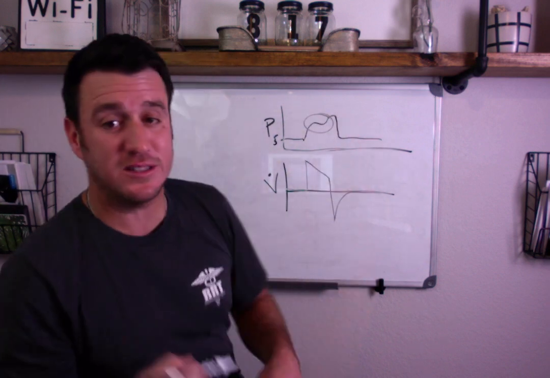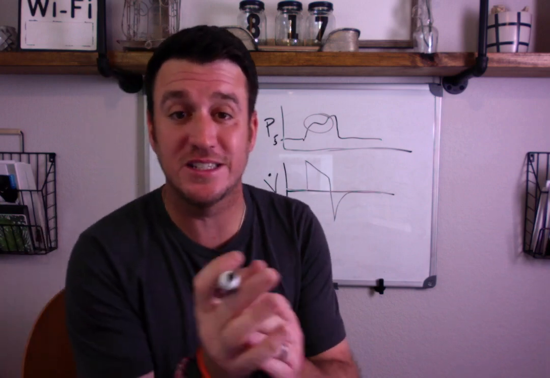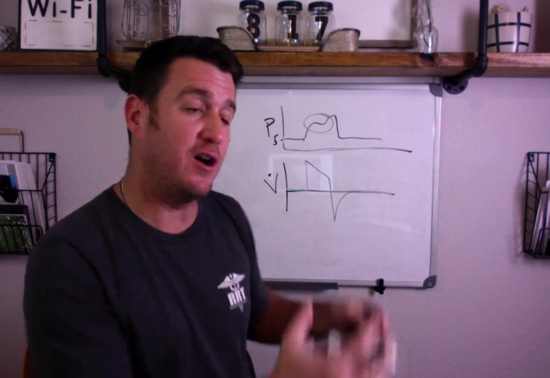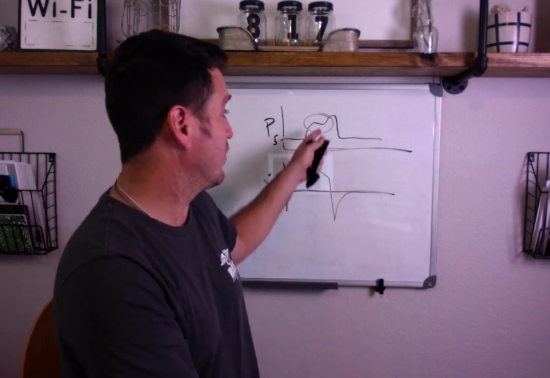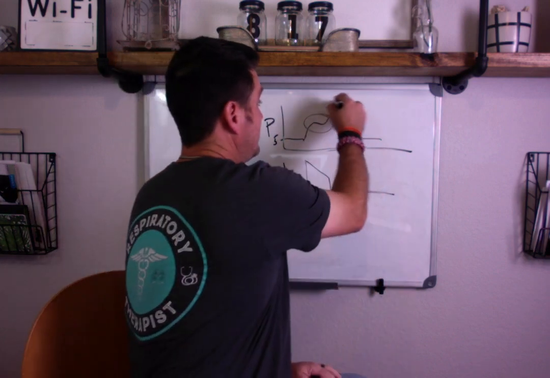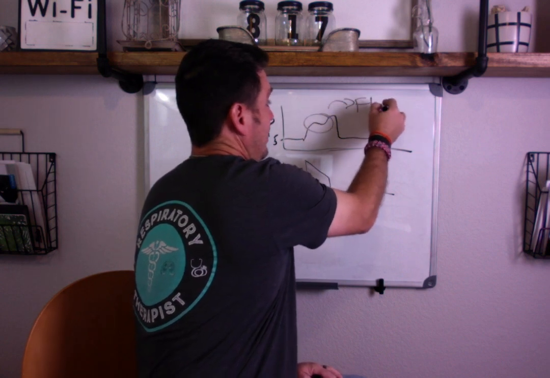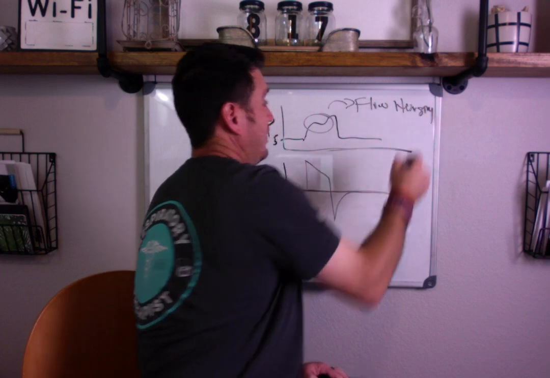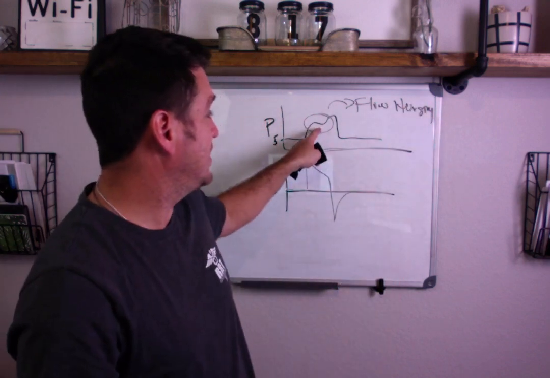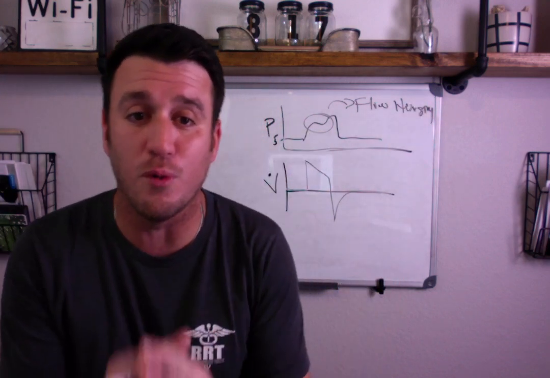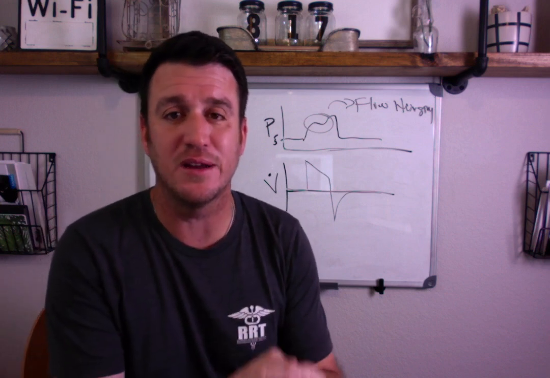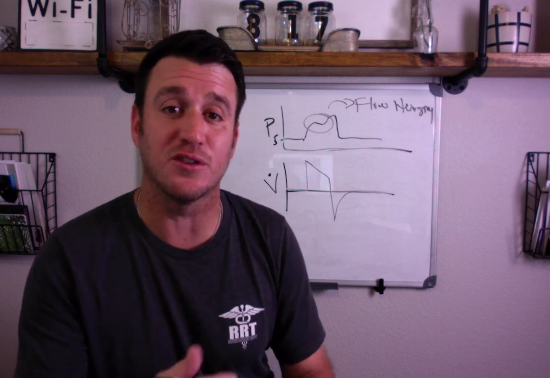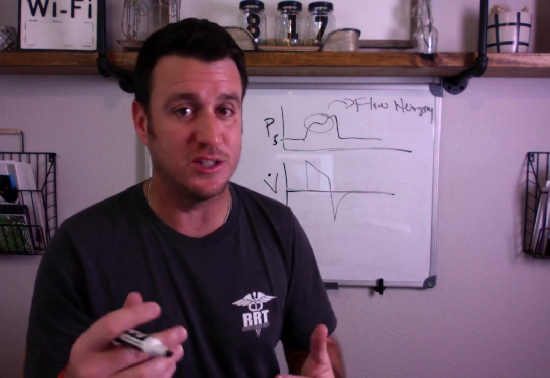This dip right here tells you that your patient's diaphragm is dropping faster than the flow that's coming from the ventilator. So this patient is flow hungry. This patient's diaphragm, they're asking for more flow than what is coming from the mechanical ventilator. So what you need to do in this case is increase the flow. Now if you think about it, this should make sense.